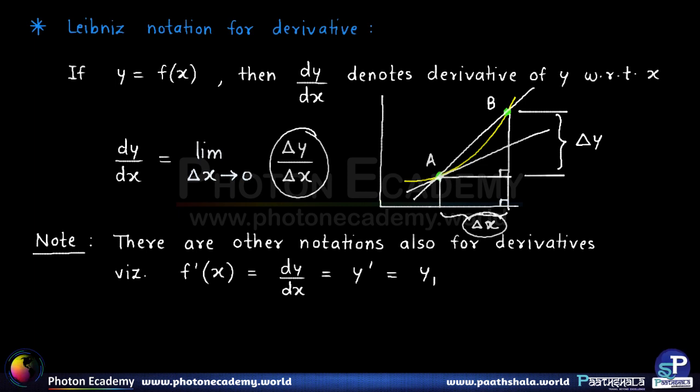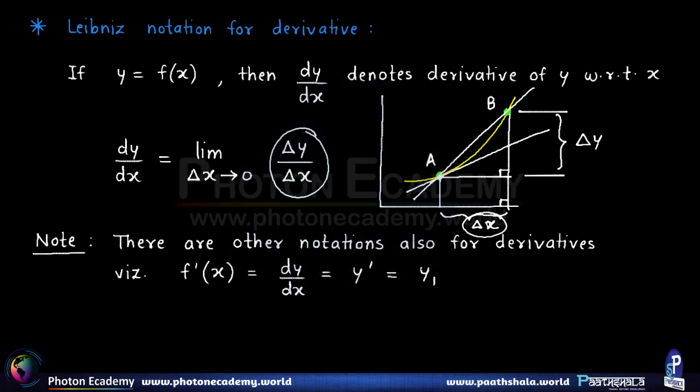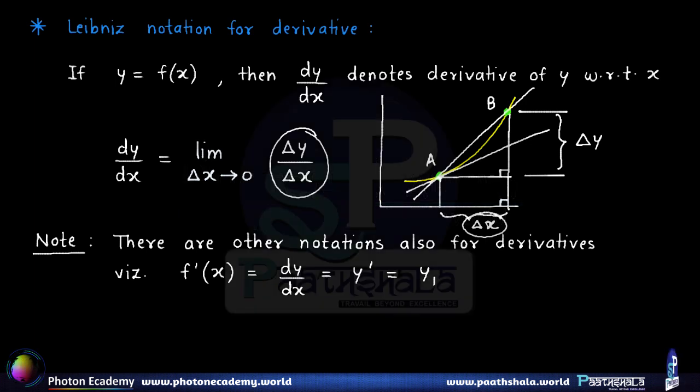In fact there are a few more notations, as given in the last note here. There are other notations for derivatives, namely f dash of x is the same as dy by dx, which is also denoted by y dash, where the dash represents the derivative, and sometimes also denoted by y1, which stands for the derivative of y evaluated for the first time, so it is called the first derivative.